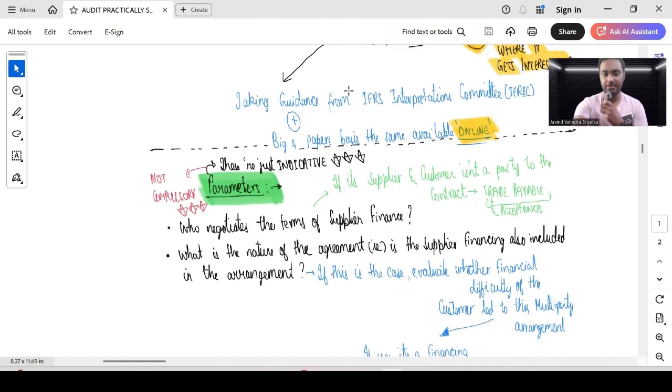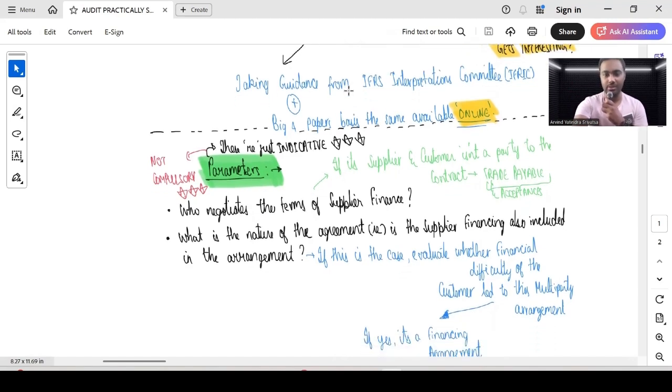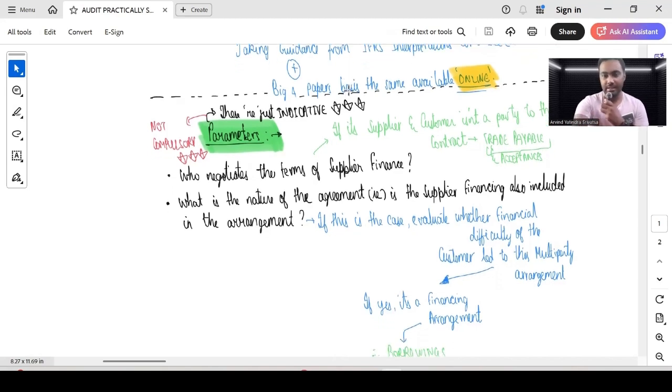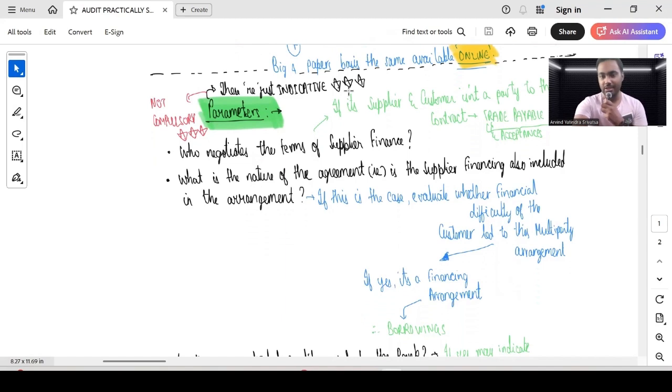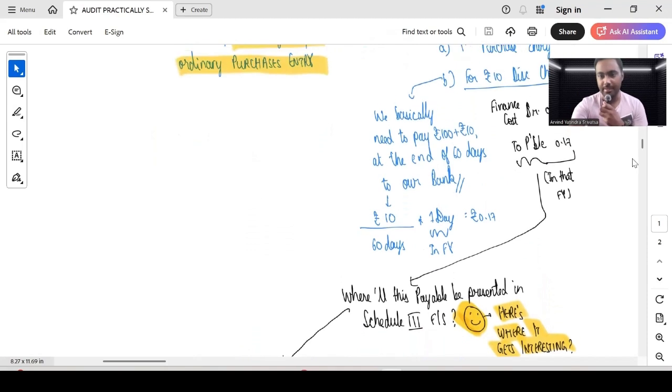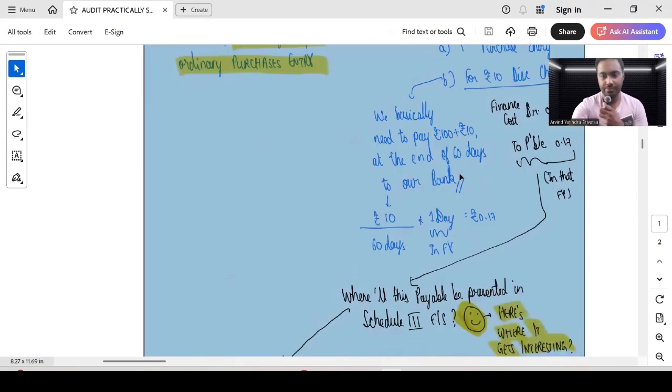Next, what is the nature of the arrangement? That is, is supplier financing also included in the arrangement? In our second case, it was a four-party agreement where all the parties were aware of the supplier financing arrangement and had negotiated it. Let's say the four parties entered into the arrangement because the customer was facing a liquidity crunch and was not financially doing well, and that was why they entered into that arrangement in the first place. Then this payable balance here would need to be taken to borrowings. I hope it is very clear, guys.